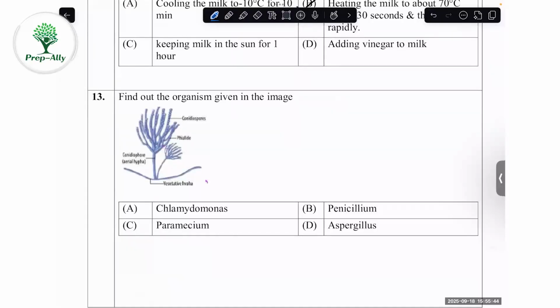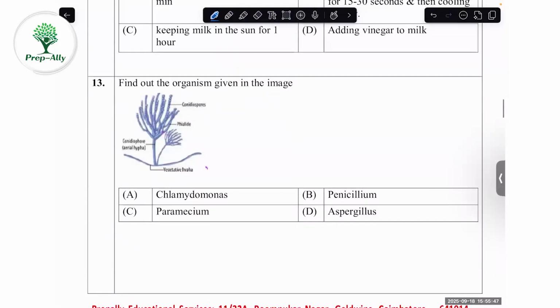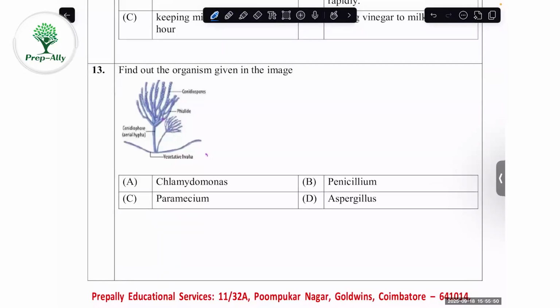13th question, find out the organism given in the image. This organism is penicillium. Chlamydomonas is different, it's an algae, with a conical shape. Paramecium will be elongated in shape. They have many cilia outside the body and a pellicle, and they have a nucleus inside. That is paramecium.